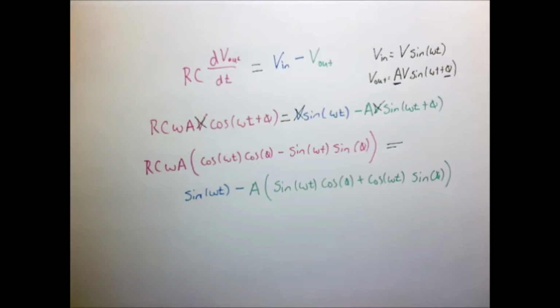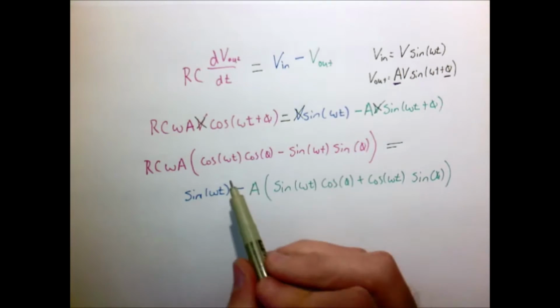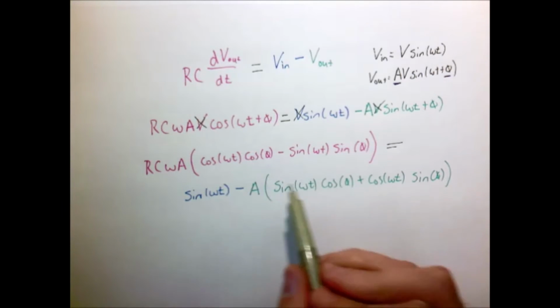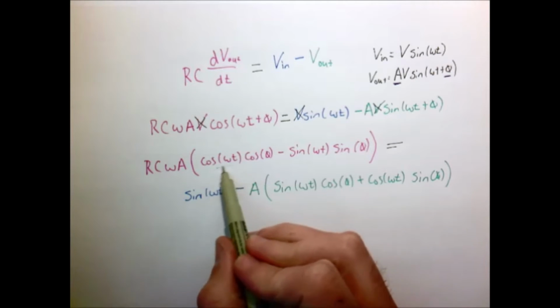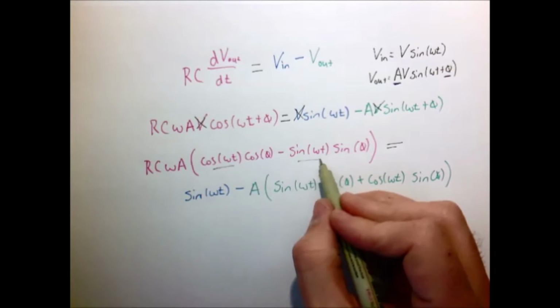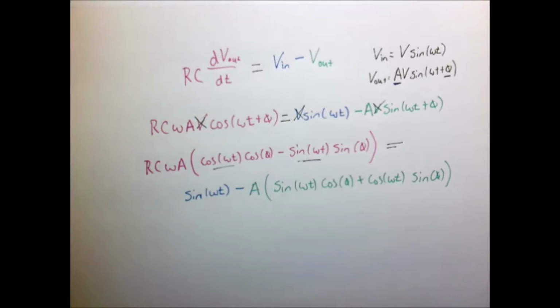And now we come to an important observation, which is that I have this expression that is equal to itself, and it has functions that look like cosine of omega t and sine of omega t. It's important to realize that in order for this equation to be true at all times, what I'd have to do is group all the cosine terms and all the sine terms, and both of those would have to be equal to zero. So let me refactor this equation.